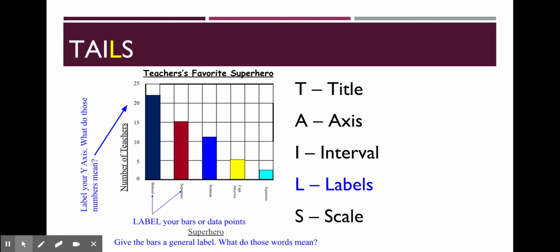Make sure you always have the title, axis, interval, labels, and scales correctly. Not only does it make for a good readable graph, but it's also 5 of the things that I'm going to be looking for when grading graphs.